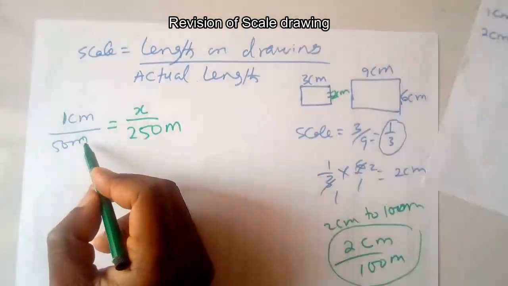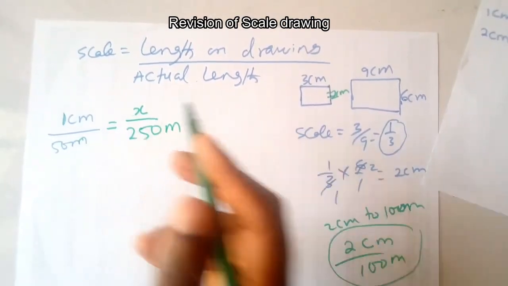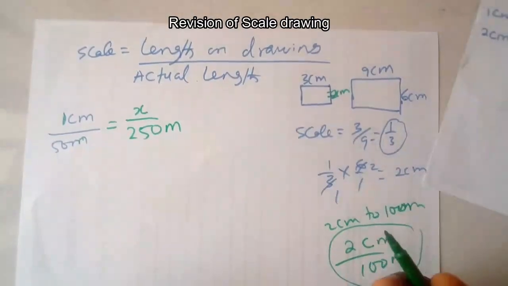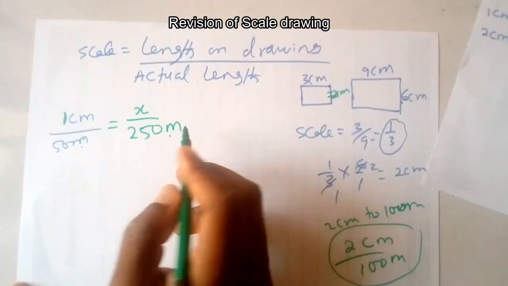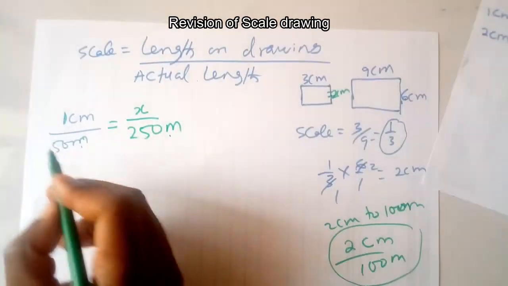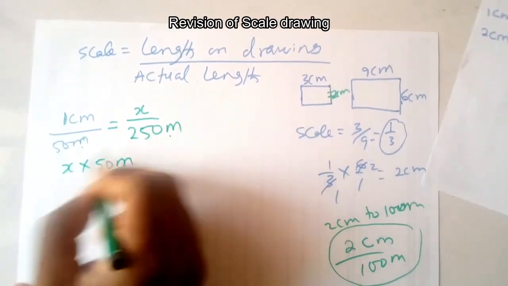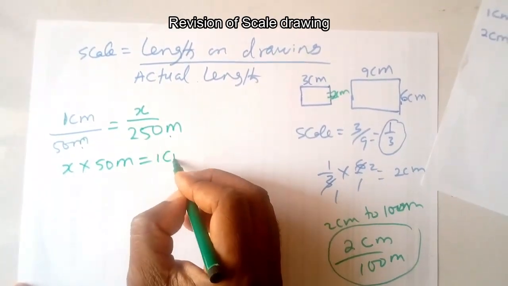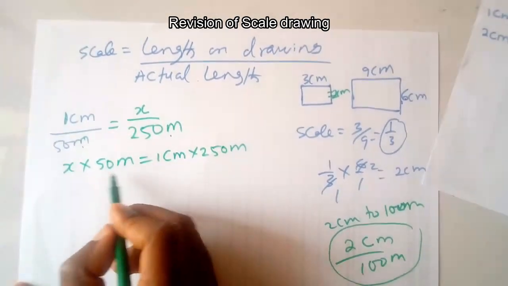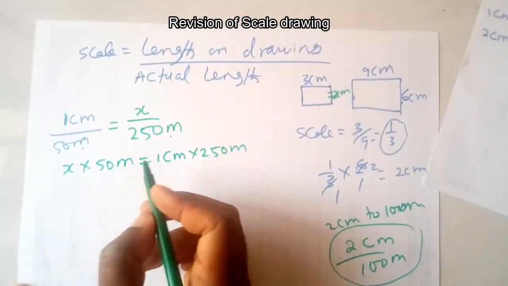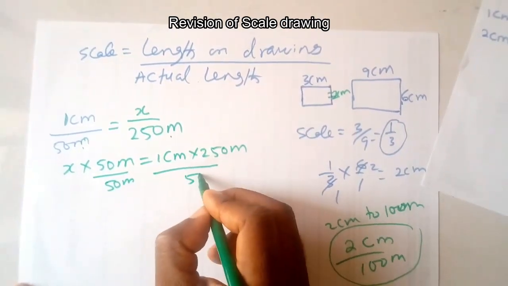Here, this meter can cancel this meter. But if you're not sure, let us just cross multiply, if that is going to confuse you. I'm telling you this meter can cancel this meter, but let us just cross multiply if you're not sure. Then x times 50 meters, cross multiplying, is equal to 1 centimeter times 250 meters. We are looking for x. We divide both sides by 50 meters so that x can stand alone.